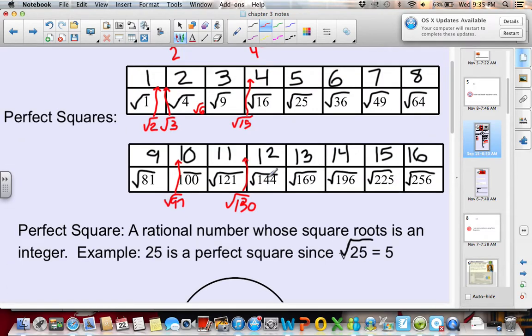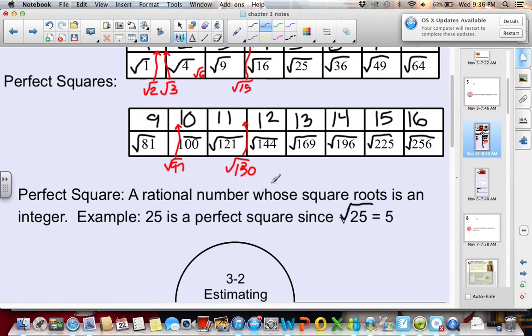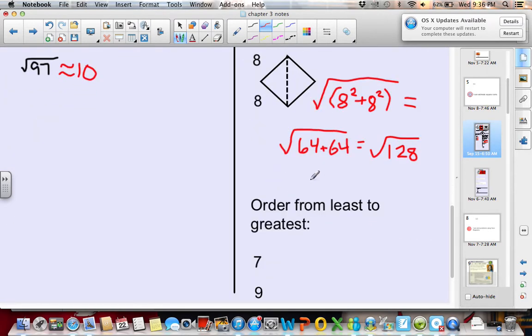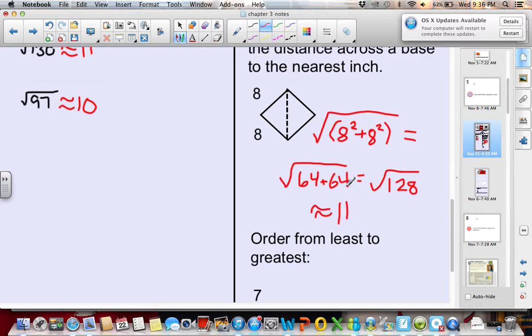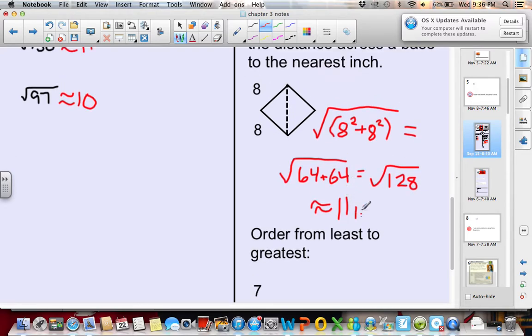So the square root of 128 would actually be right near 130. So 128 is going to go right in between here. I know that 128 is closer to 121 than it is to 144. So my answer is going to be approximately 11. So I do my approximately sign. Approximately 11 inches, because we always put our label.